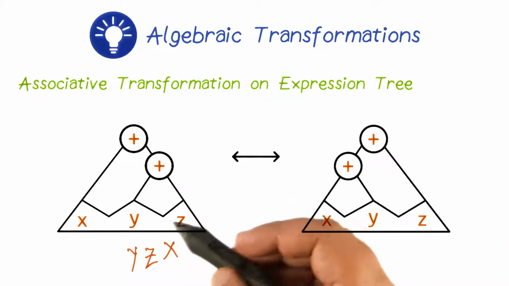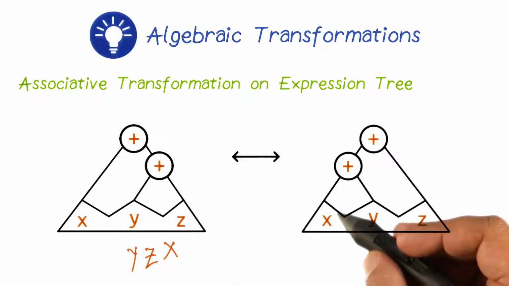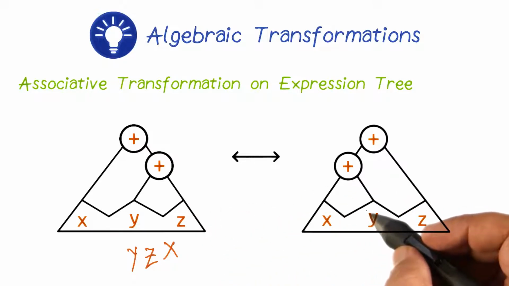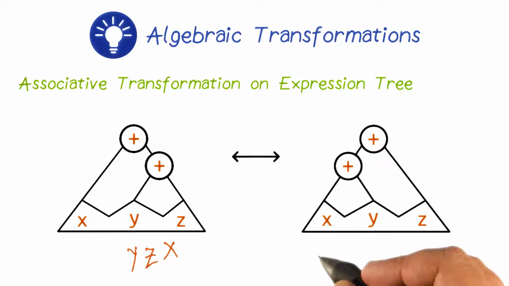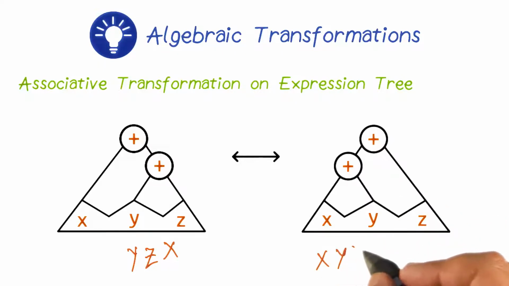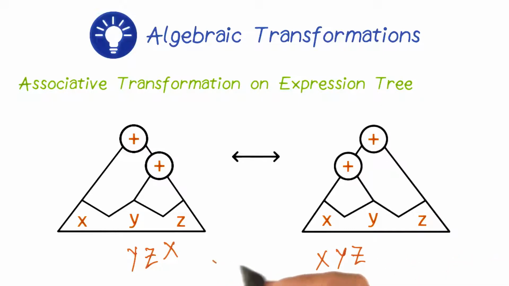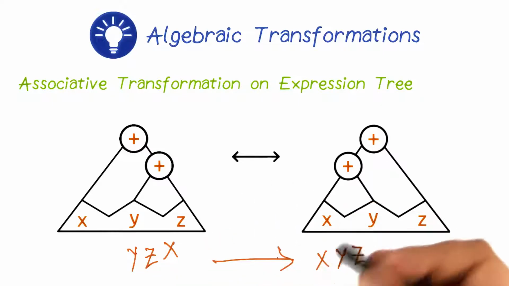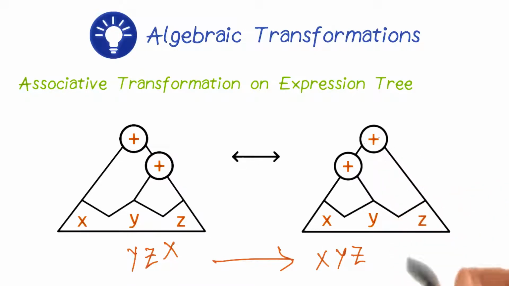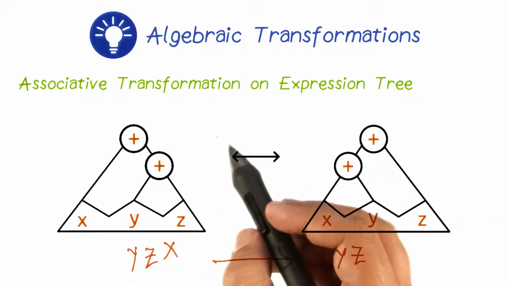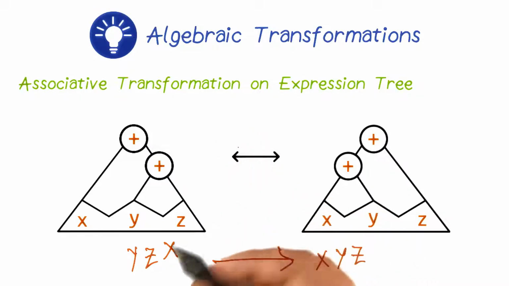So instead of doing y plus z as the first addition, we decided to do x plus y as the first addition and then add z, and therefore the access sequence here is x followed by y followed by z. So again, you can see the result of both expressions is the same. However, the access sequences are changed quite significantly. So in short, associativity allows us to change the access sequence.